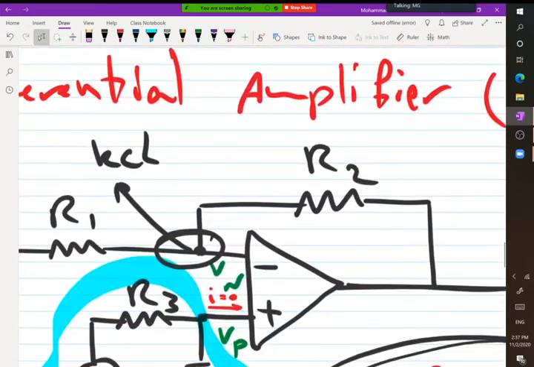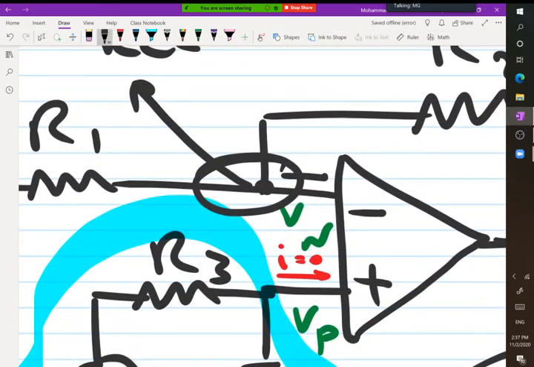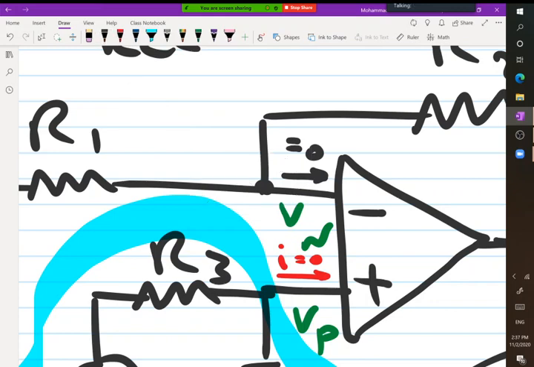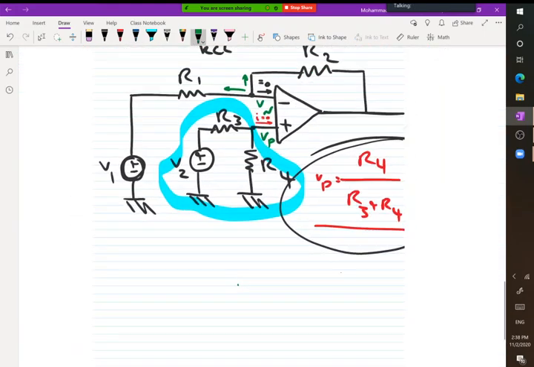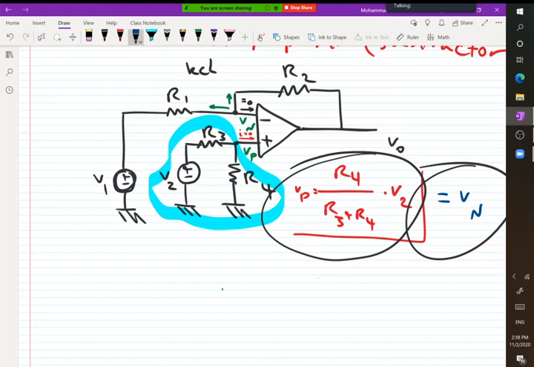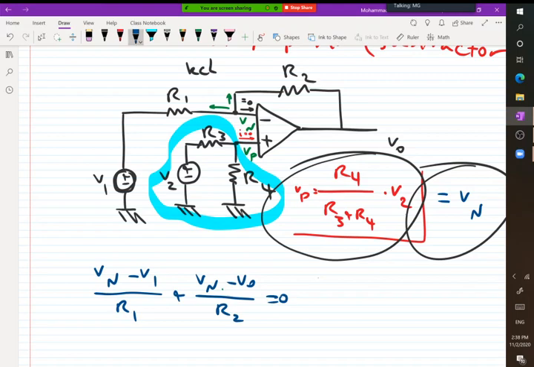Of course, again, as usual, we know that this current is equal to 0. There is no current entering the OpAmp, so we consider these two currents, and the total of them should be equal to 0. Okay, so we say (Vn minus V1) over R1 plus (Vn minus Vo) over R2 is equal to 0.